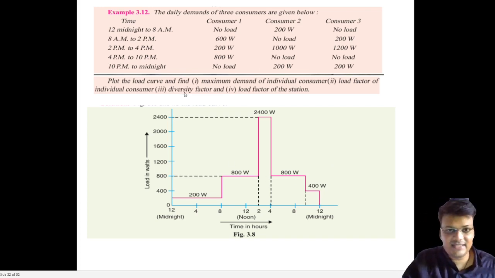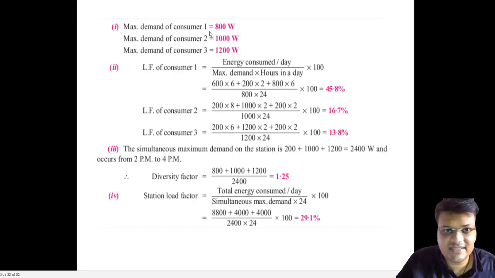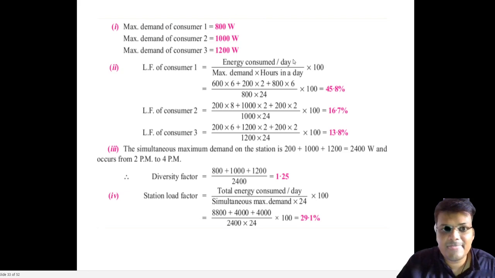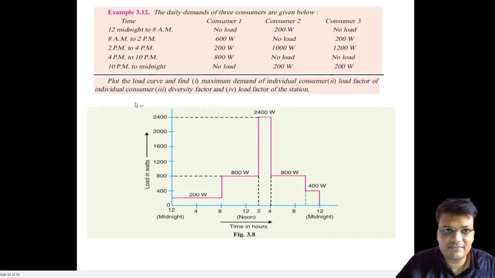So if they ask you the maximum demand of the individual customer, that is the correct answer everybody is getting. That is 800, 1000 watt and 1200 watt. Now the load factor for consumer one is energy consumed in a day divided by maximum demand into hours. So energy consumed in a day, how will we calculate?